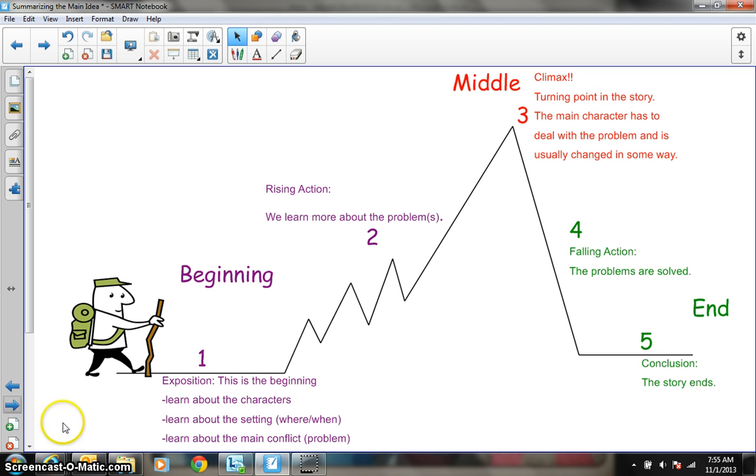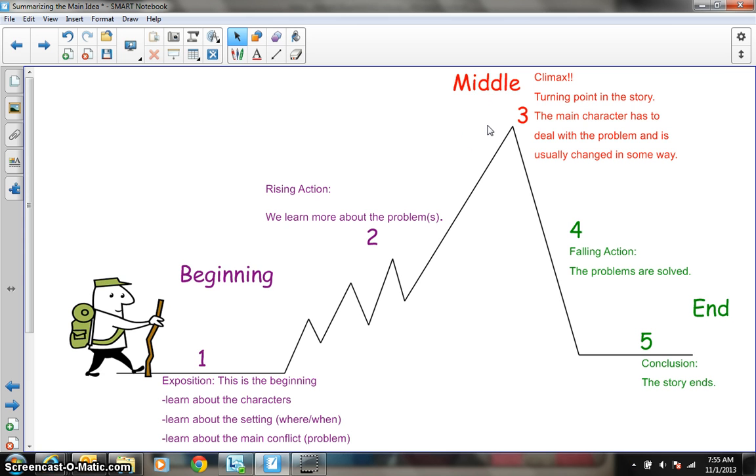The second part is called the rising action. Here we learn more about the problems. We get details, we are learning more about the characters and how they're interacting with this problem. We move to the middle, the third part of the plot diagram, which is the climax. This is the turning point in the story, where the main character has to deal with the problem and is usually changed in some way.